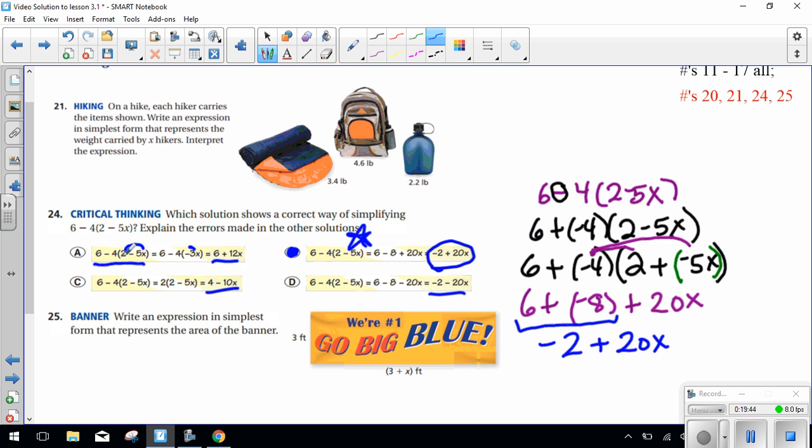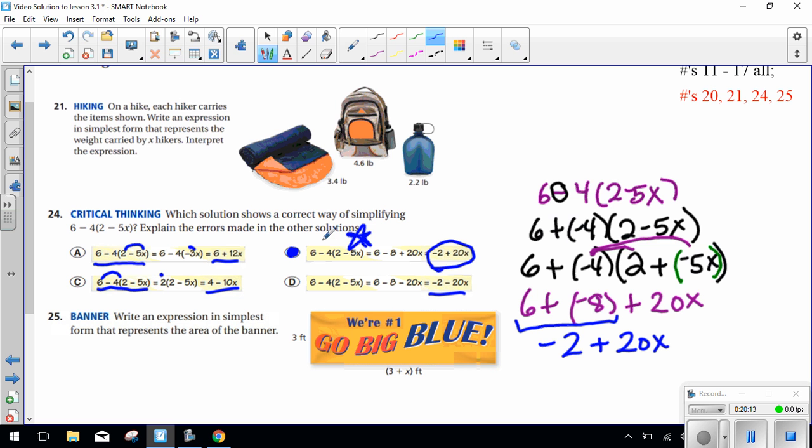For letter C, again, here's the original question. I see a 2 here. So it looks like they subtracted 6 minus 4 first. And again, you're supposed to distribute the 4, not subtract, in the beginning. So the issue here is they subtracted two terms instead of multiplying, aka distributing.